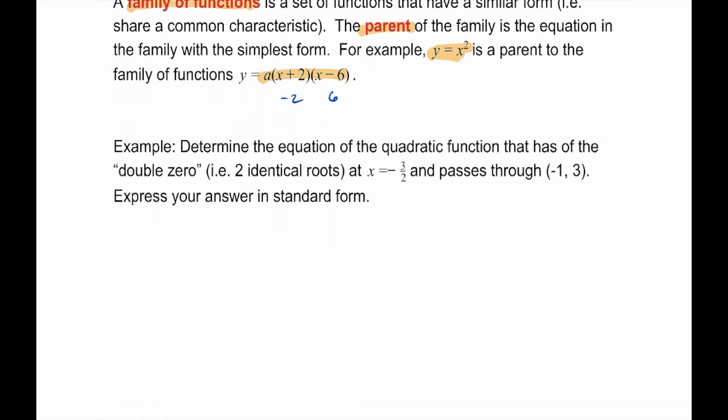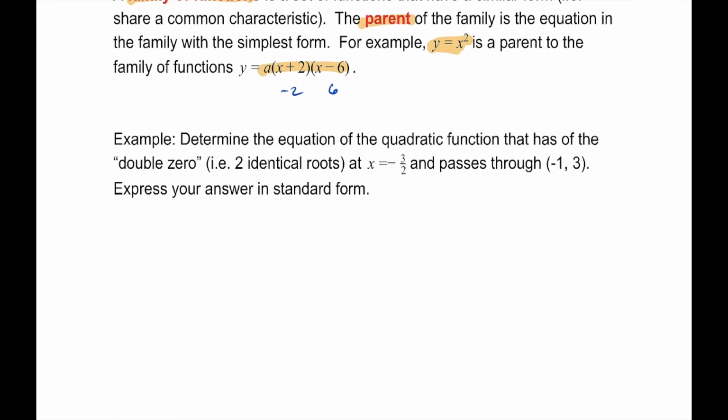So here might be another example. Determine the equation of a quadratic function that has a double zero, that is two identical roots, at x equals negative 3 over 2 and passes through x equals negative 3. So how might we want to start off with this? Well, because we're given the roots, I might start off in factored form. So here we have f of x is equal to a times (x minus r) quantity squared. Notice that this is also like vertex form as well.